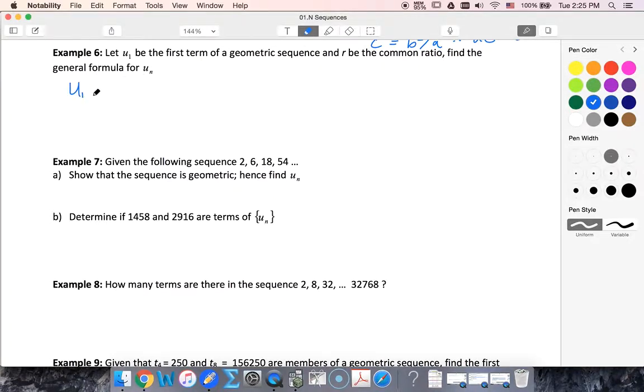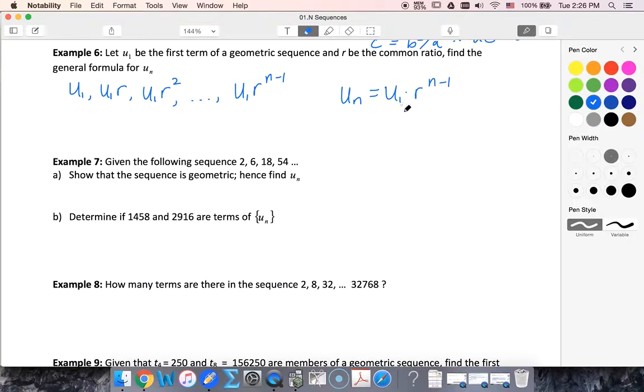We would start with the first term, U1. R is the second, U1R squared is the third. So my third term has 2 R's, my second term has 1. We keep going on, we get to the nth term, we would have n minus 1 R values that have been multiplied. So there's my general formula, or explicit formula. U sub n is U1 times R to the n minus 1 power.